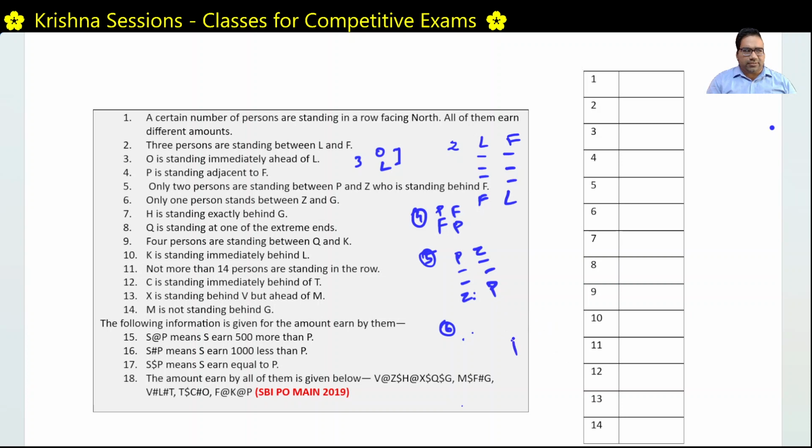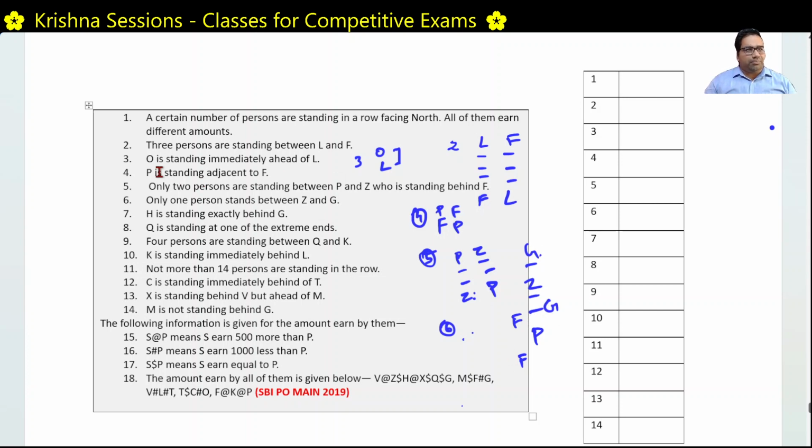In the second case, P double space Z, Z is above P. Then where can G sit? G can sit one space above here, or G can sit here. And where will F sit? F can sit here because F is adjacent to P, or F can sit here. If Z is above P, then G can sit here or here, and F can sit here or here.